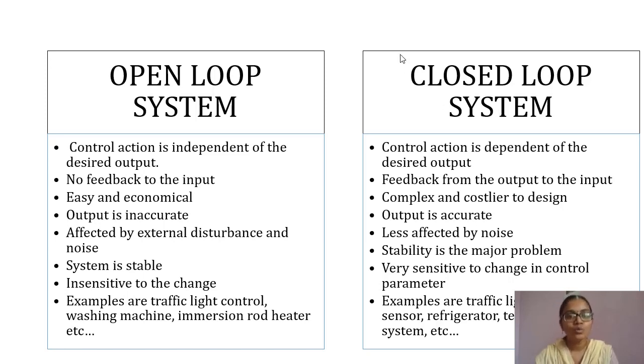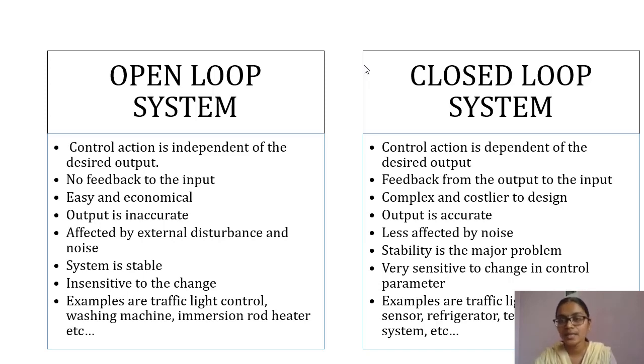But in open loop system, the system is very stable because there is no feedback path, there is no sensitivity problem. So here the system is insensitive and also stable. The examples of open loop systems are traffic light control, washing machine, immersion rod heater, and so on. A traffic light control without sensor is an example of open loop system, whereas a traffic light control with sensor is an example of closed loop system.